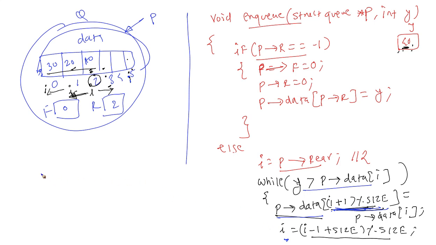I'll check if I plus 1 percent max, max means size, so I'll take size here, is equal to P arrow F, then I'll break this. That means when to stop this: as long as this condition is true, we'll go on shifting.